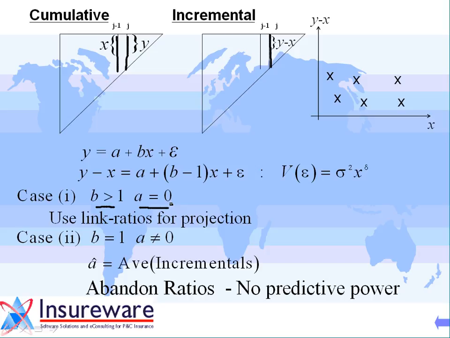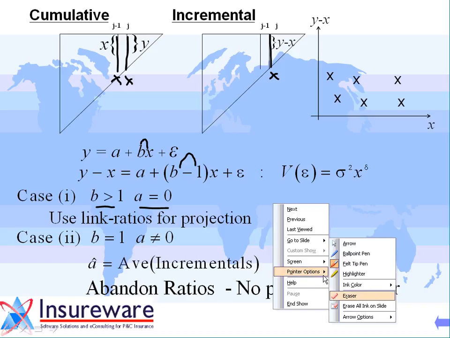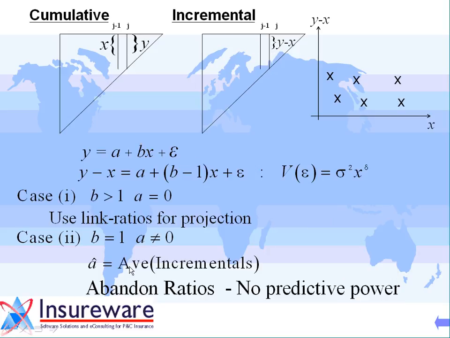In other words, it goes through the origin. How do you do projections? You'll take that x multiplied by the ratio to project the corresponding cumulative here. But if you multiply by the ratio minus 1, you'll project the corresponding incremental in the incremental array. Incidentally, of course, if a doesn't equal 0, you just add a to each side. What if instead you find out that b equals 1 and a doesn't equal 0.